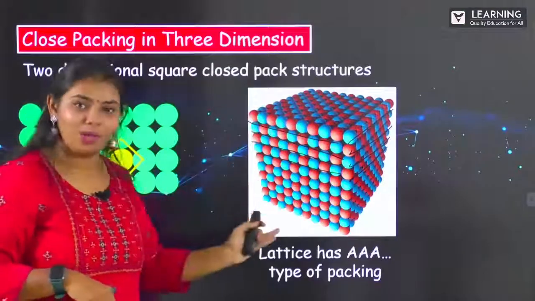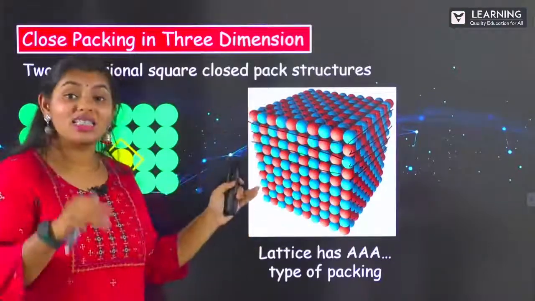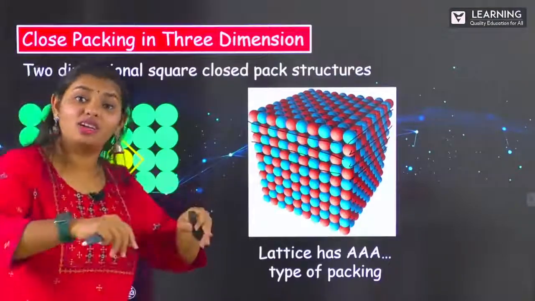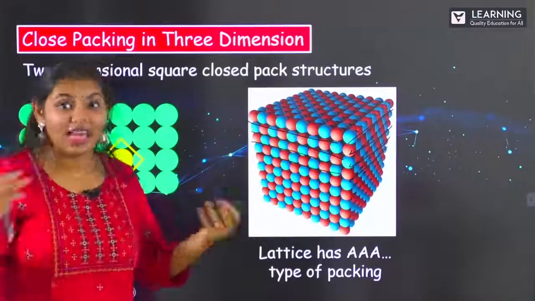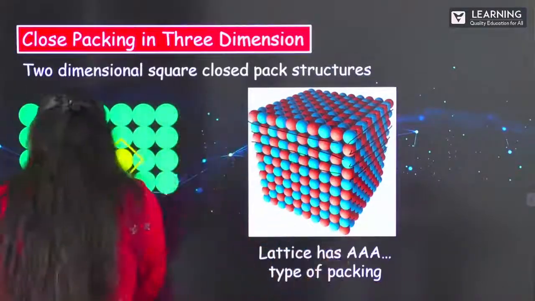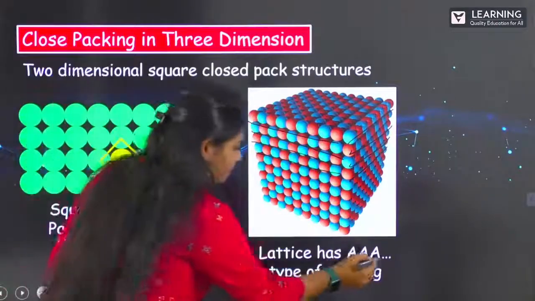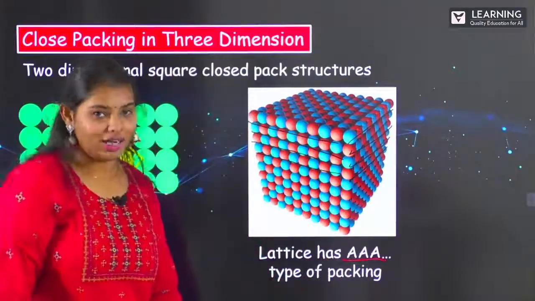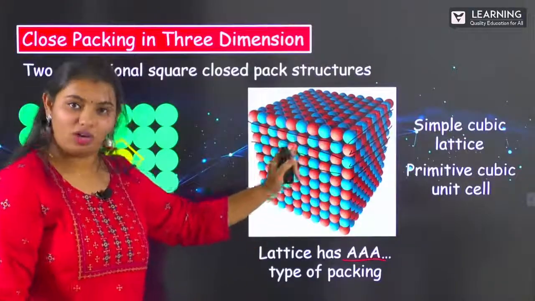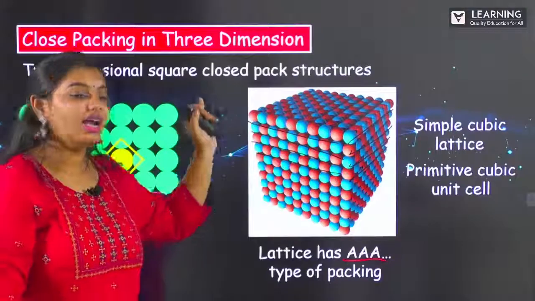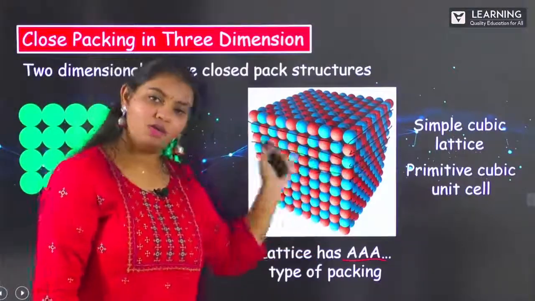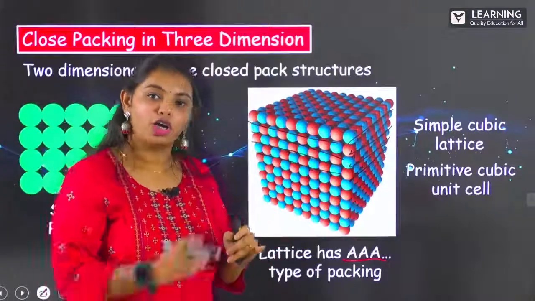Simple. From the image only you can understand. The arrangement is same throughout. It is not changing. The first layer, second layer, first layer to the fifth layer, second layer to the 10th layer, all of them are same. That's why it is called as what type of arrangement, students? AA type of arrangement. Now, this particular structure in 3D, whatever it is formed from square close packing, it is nothing but simple cubic lattice or primitive cubic unit cell. Okay, it's simple cubic lattice in that primitive cubic unit cell.